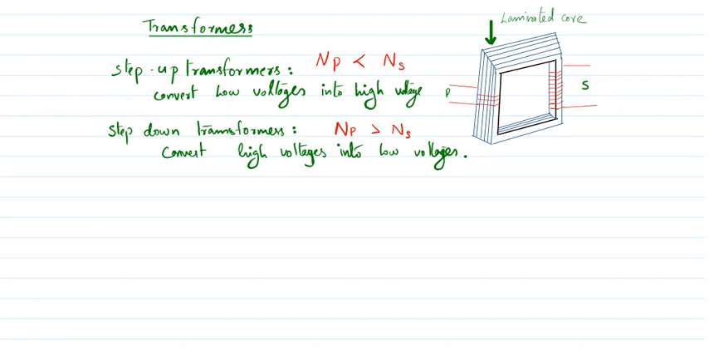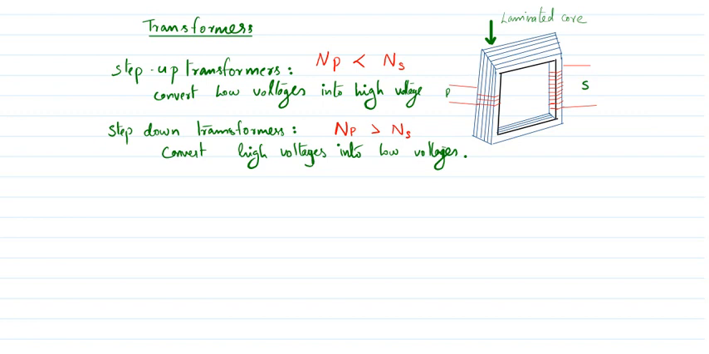Now when an AC is applied to the primary coil, it sets up an alternating magnetic flux in the core, which also gets linked with the secondary. If there is any change in flux linked with the secondary coil, it induces an alternating EMF in the secondary coil. Any change that happens in the primary, a similar change will happen in the secondary also.